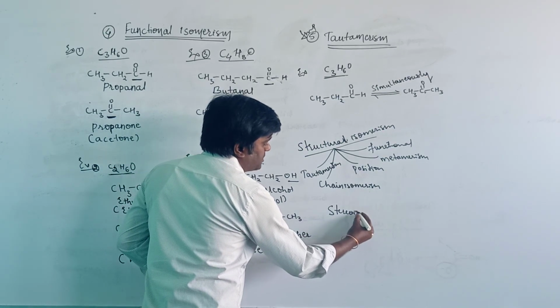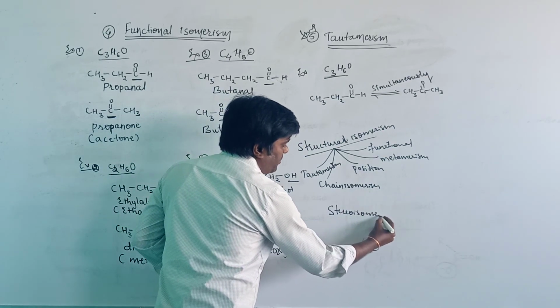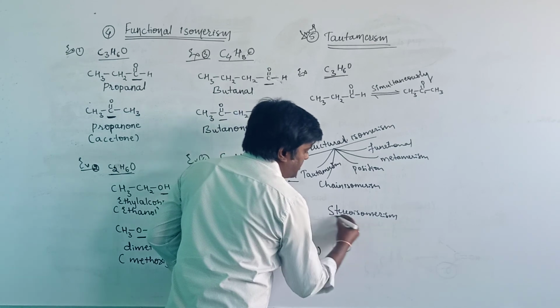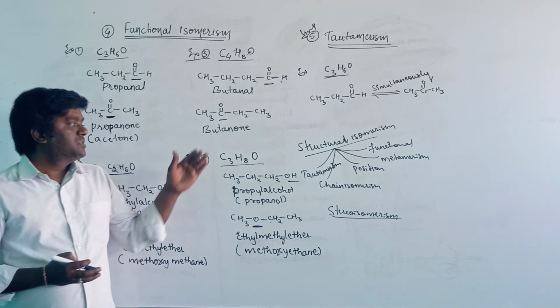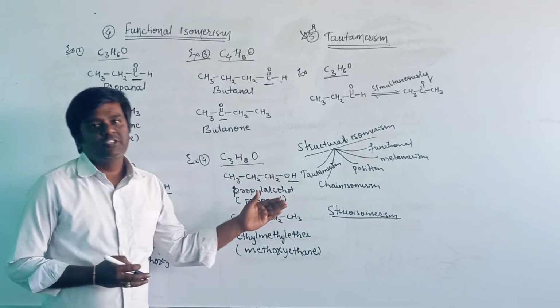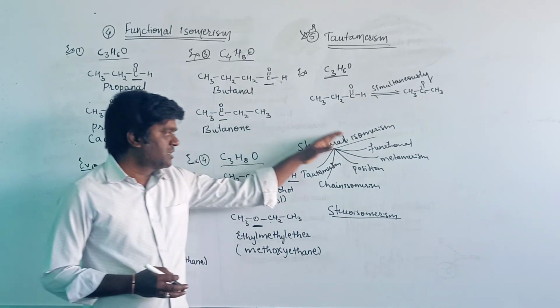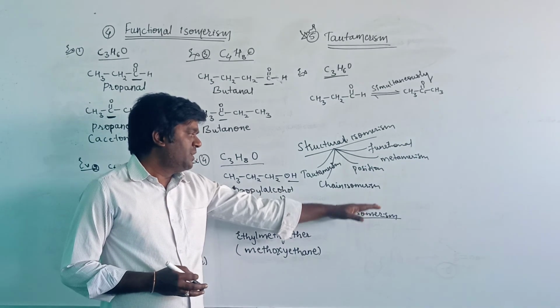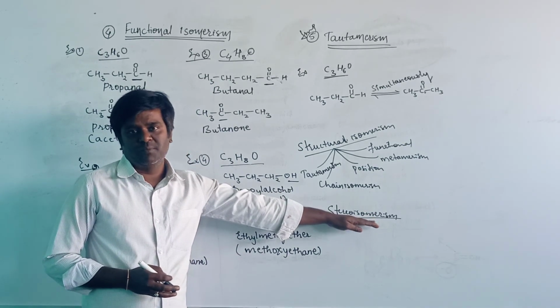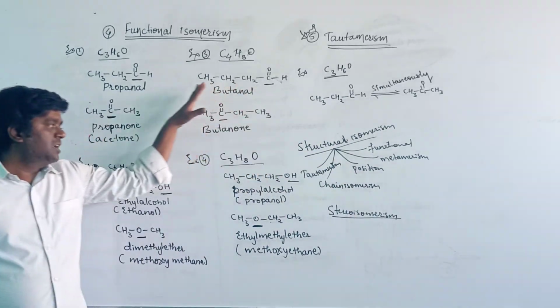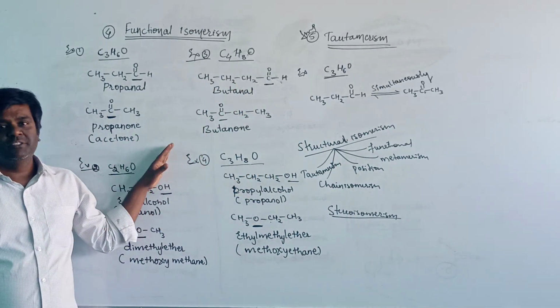In the next class we will discuss stereoisomerism. Isomerism is divided into structural isomerism and stereoisomerism. We have discussed structural isomerism in this class, and next we will discuss stereoisomerism. Okay. This is about today's class. We will see stereoisomerism in the next class. Thank you.